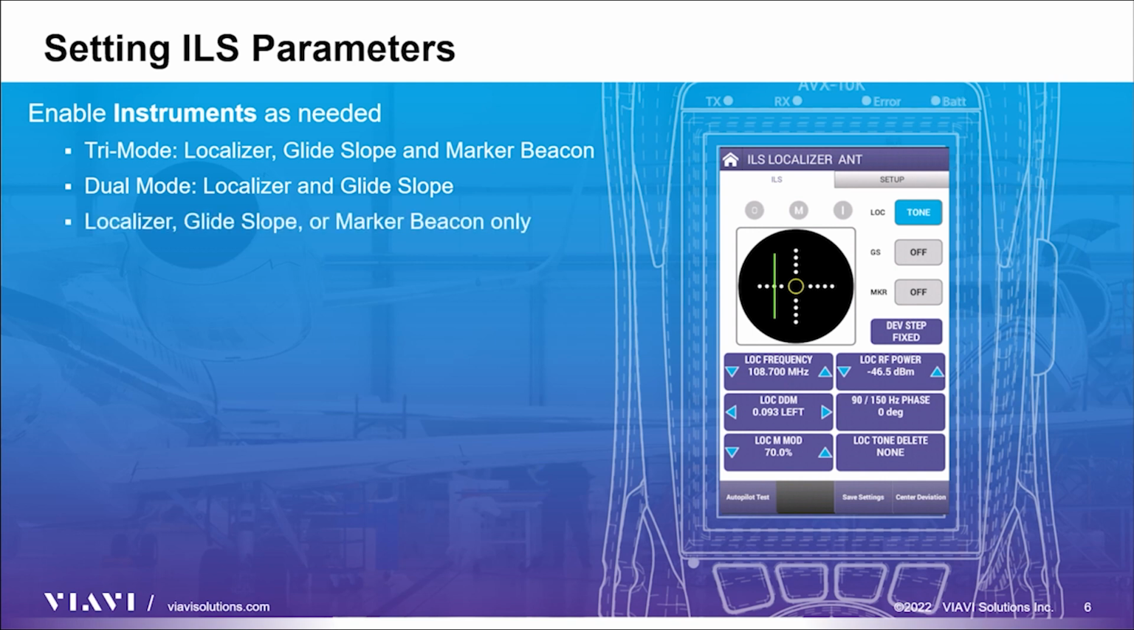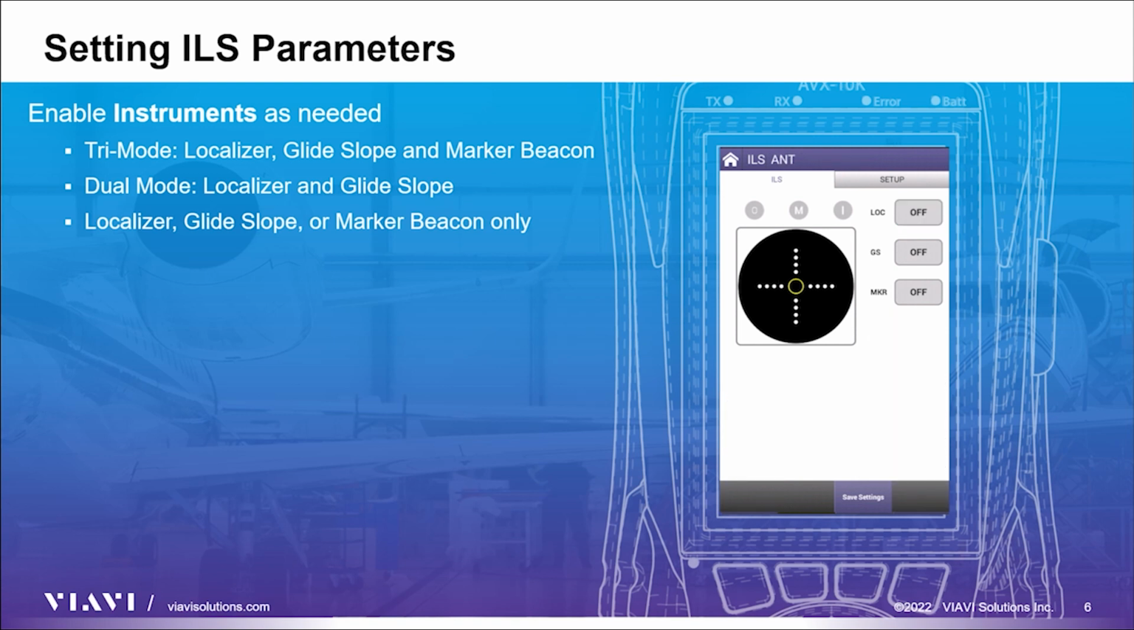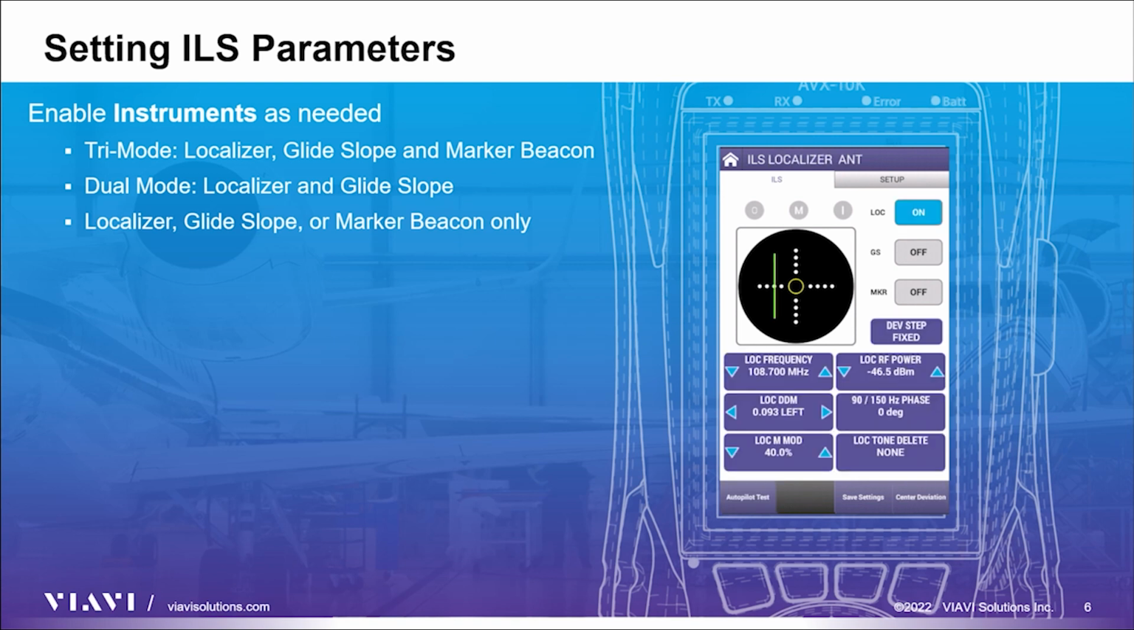Localizer can be set to on, tone, Morse, or off. Tone will output a continuous tone, and Morse will output the characters defined in setup, and will be sent out every 37 seconds. Glide slope can be toggled on or off, and marker beacon can be set to off, outer, middle, or inner. Clicking on the O, M, I indicators will also control the marker beacon. The title box will change depending on which features you have enabled. For example, with everything turned on, the title will say ILS tri-mode. The available fields on the main page will also change, based on the enabled features. However, we will focus on controls in ILS tri-mode.